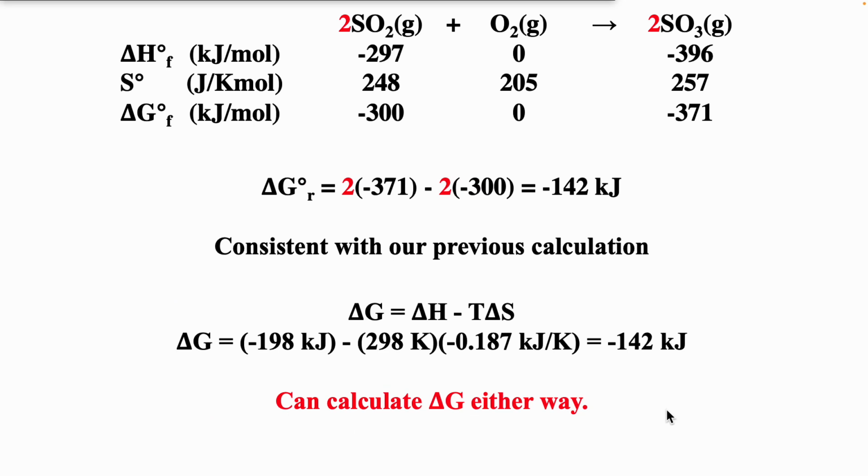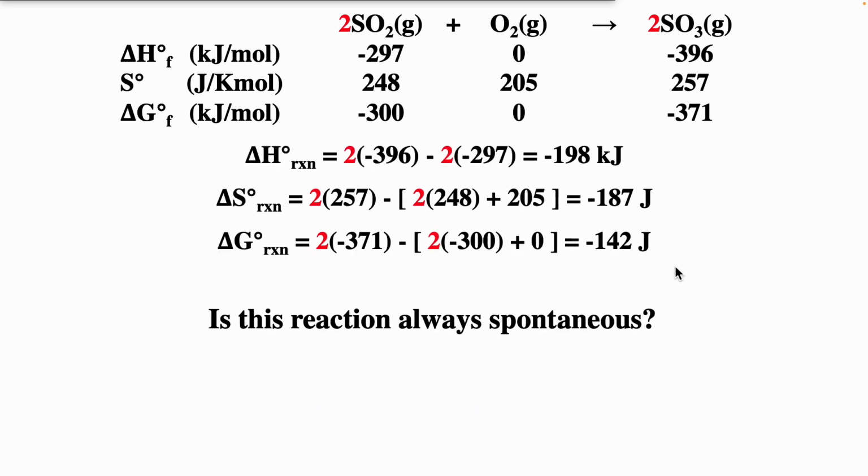Now we can also calculate delta G by doing the products minus reactants thing. And so minus 371 times 2 minus 300 times 2 gives us a minus 142. And so doing products minus reactants or doing delta G equals delta H minus T delta S gives us the same answer. The two are going to be consistent. And so we saw that delta H and delta S have the same sign, which means that the spontaneity of the reaction is going to depend on temperature.